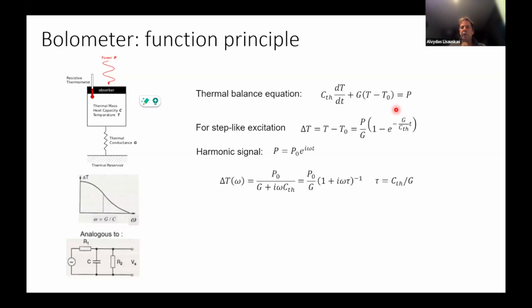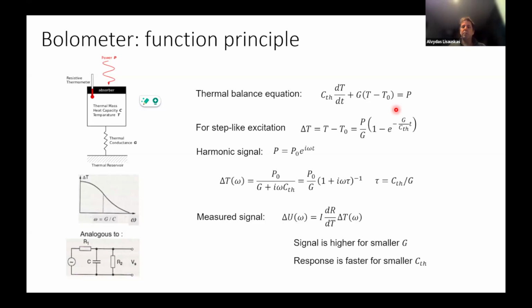We can do the same with harmonic signal analysis and find out what the frequency dependence of the temperature, delta T, will be for those parameters if we apply oscillation in power. Once we add a material which has a temperature coefficient of resistance, dR/dT, and apply current, then we can change those temperature variations directly into voltage oscillations, which are measured.